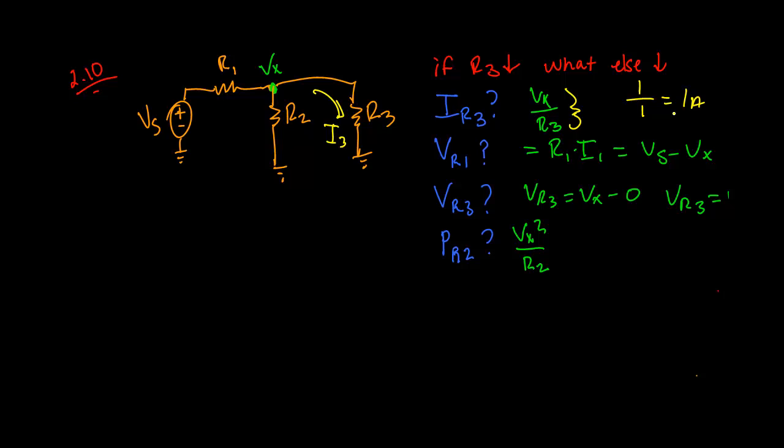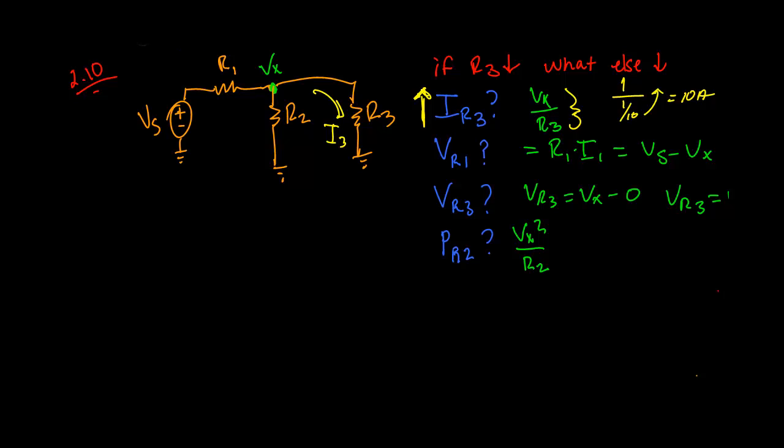Let's say R3 is 1/10 now. It's getting smaller. Well, this 10 will flip to the top, and you get 10 amps. So we can definitely see that as R3 decreases, your current through R3 will increase.